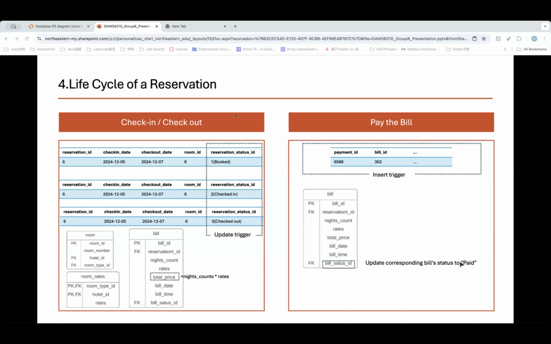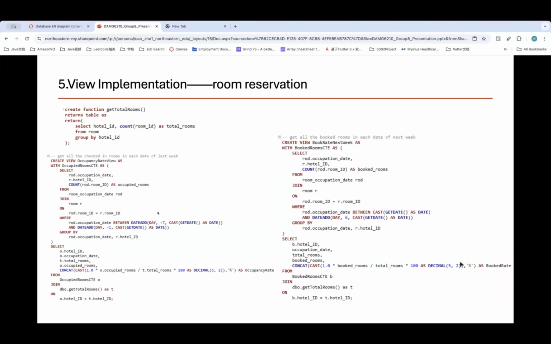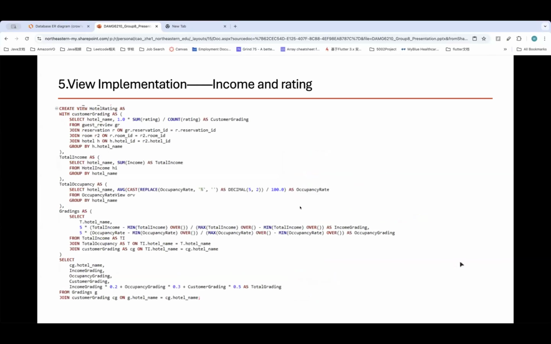Let's move on to the view and visualization part with Wenting. Okay, thanks, Wenyu. And now let's go through the part of view implementation and visualization. For the reservation, we have built two views to check the occupancy rate of each hotel in both last week and the next week. Next, please. We've also built a view to make a weekly assessment of each hotel based on occupancy rate, income, and guest grading in the last week. Next.